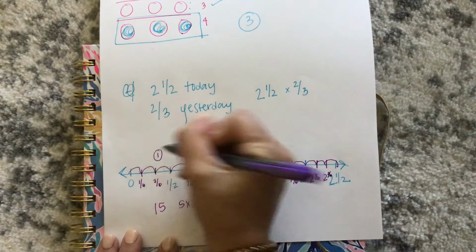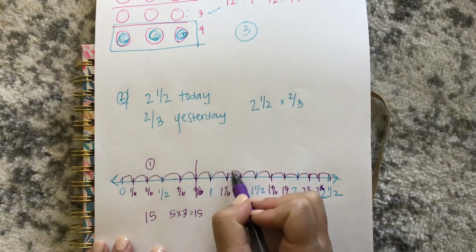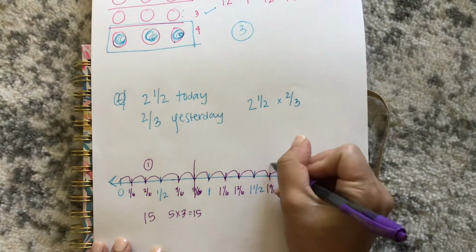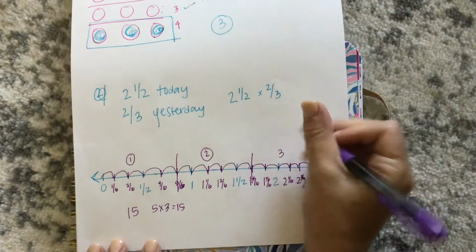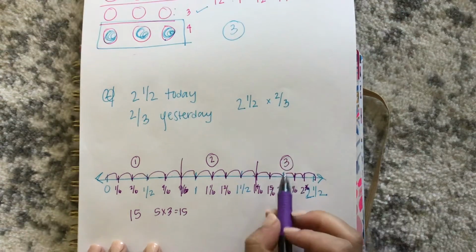So this is 1/3 of 2.5. 1, 2, 3, 4, 5. This is 2/3 of 2.5. And this, of course, is my third section.